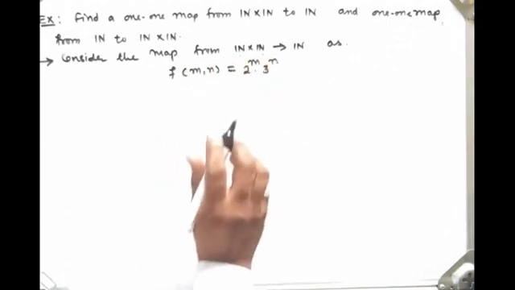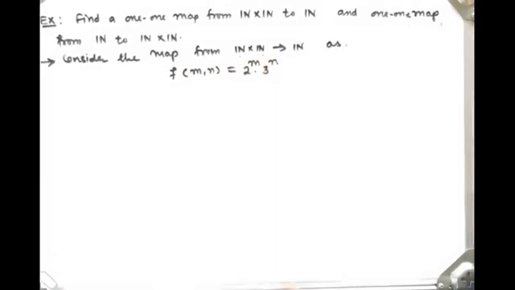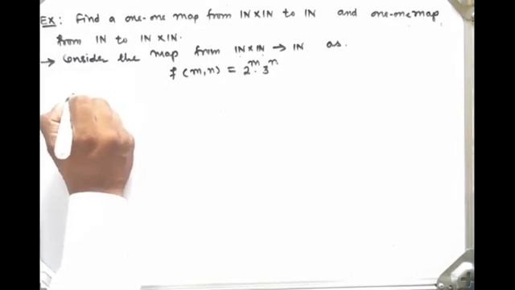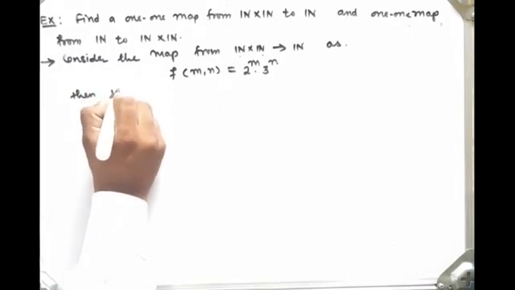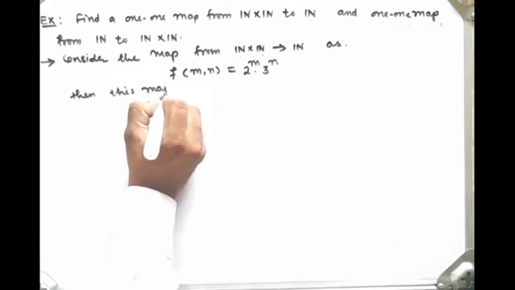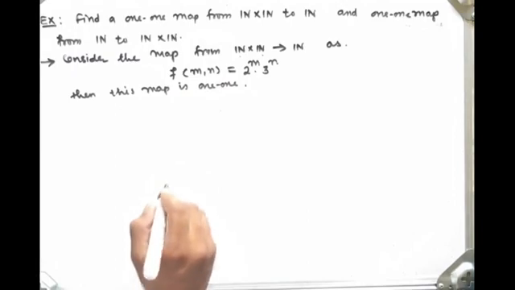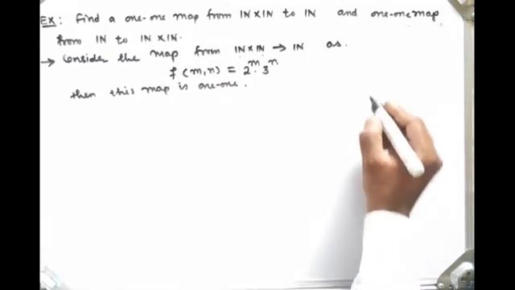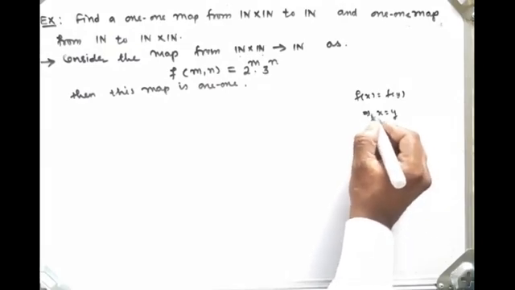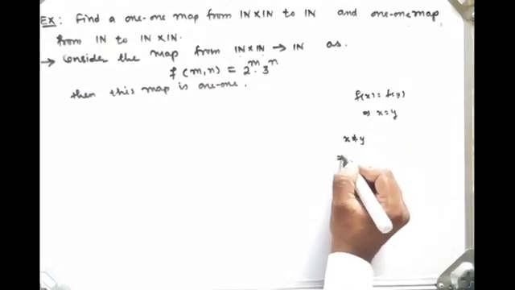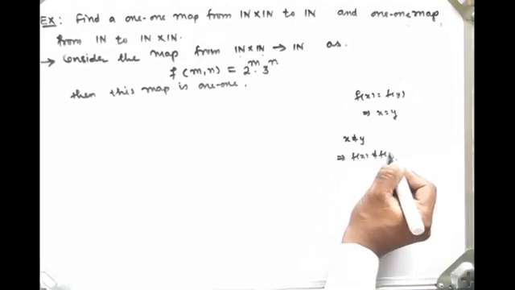So we have to show this is 1-1, then this map is 1-1, then this map is 1-1. To show this is 1-1, we have to show it using two ways. If f of x is equal to f of y, then finally show that x is equal to y, or in other words, if x not equal to y, then show that f of x not equal to f of y. Now we will show this.